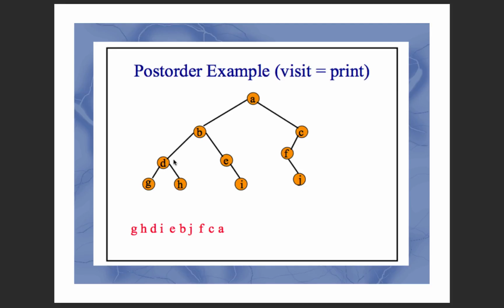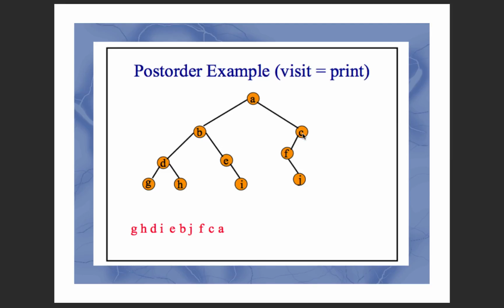So we print d. After printing the left subtree of this tree, we go to the right side before printing the root. After coming here, we see this is another root of this subtree. So we try to print left, but there is no left, so we print right. After we print i, then finally we print the root of this subtree. So after printing the left side and right side, we can print the root of this tree, b. After printing b, we finish the whole left subtree of this node.